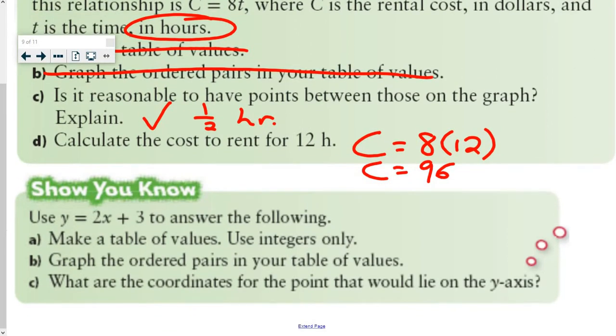So, show you know. Use y equals 2x plus 3 to answer the following. Make a table of values. Again, I'm not going to, but you should at home. Graph the ordered pairs on your table of values. I'm not going to. Again, you should.